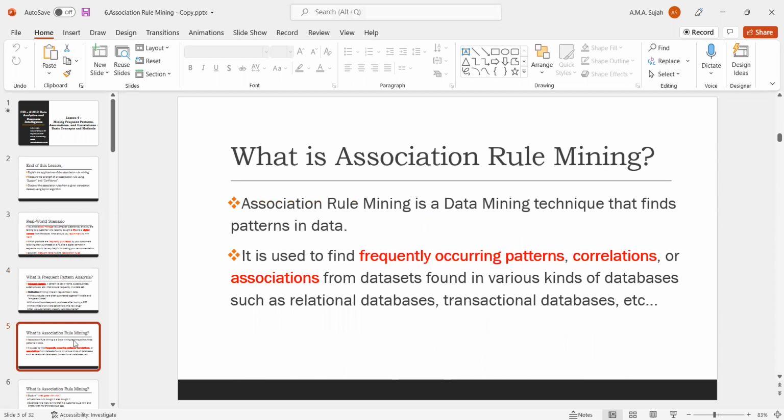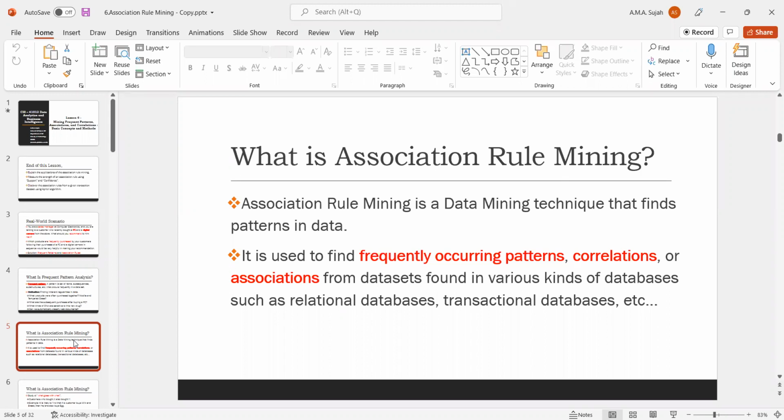I already told you association rule mining is the basic data mining technique. Here, what you are doing, you are finding some frequently occurring patterns. What are the frequently occurring patterns? What are the correlations between them? Or what are the associations from the transactional databases?